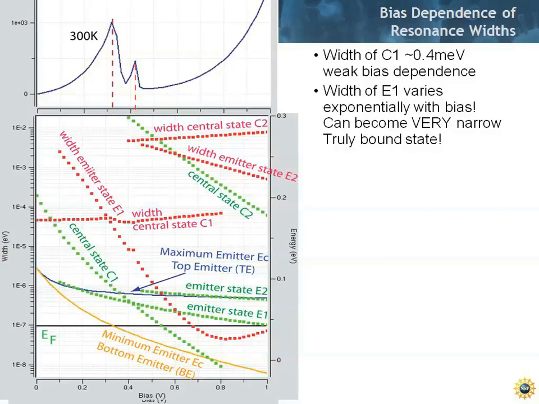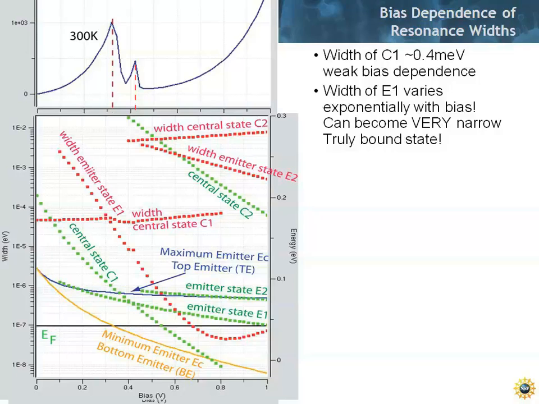And now we're going to make this picture a little more messy. Now we're going to bring in these resonance widths. So on the bottom left you have the same thing, but now superimposed are these red lines that indicate the resonance widths of these states. So let's sort those out slowly.